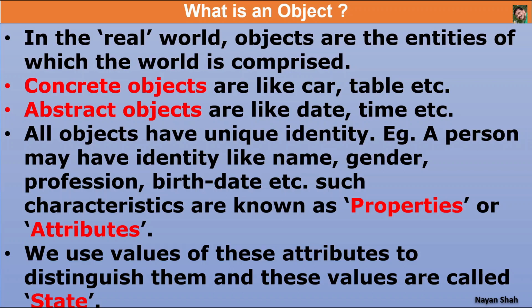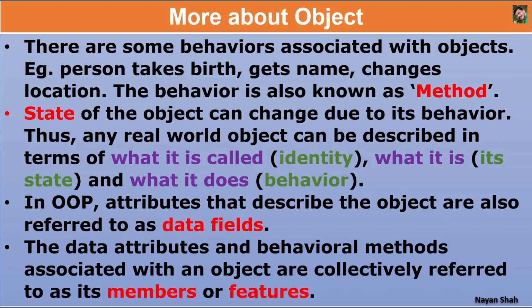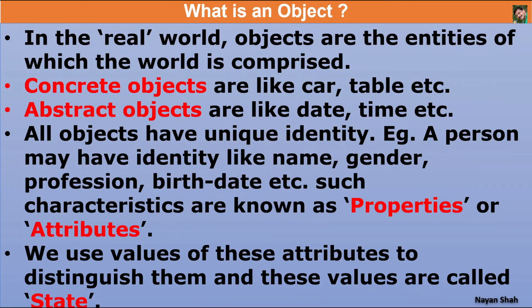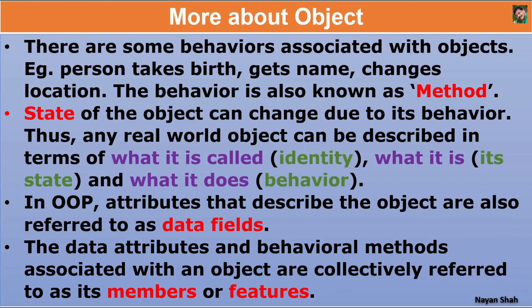So these are called state of the object. State of the object is something which gives unique identity to each and every object. More about objects: there are some behaviors associated with objects. Previously it was about properties and attributes, now it discusses behaviors. So there are some behaviors also associated with objects.